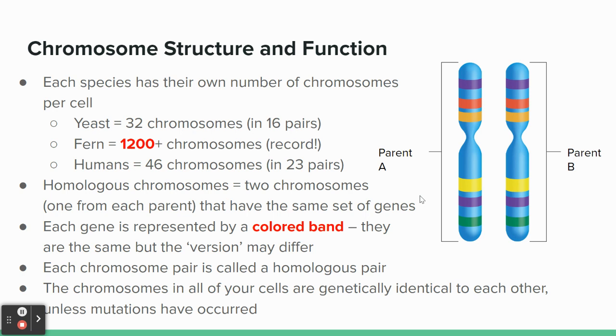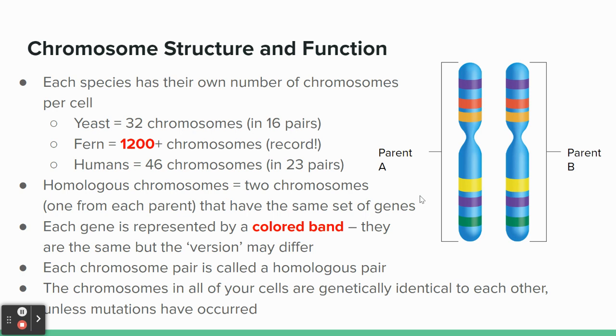Homologous chromosomes are two chromosomes that you get one from each parent that have the same set of genes. Each gene is represented by a colored band, like the picture on the right. They are the same gene, but the version that you have from each parent might be different. So, for example, if you have a parent with red hair and a parent with brown hair, then you're going to have the same colored band, the same gene for hair color, but one of those is going to be red and the other one's going to be brown.